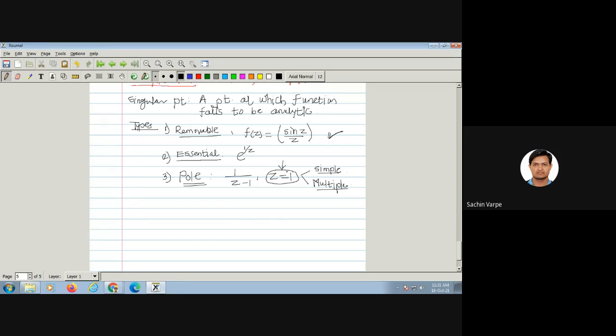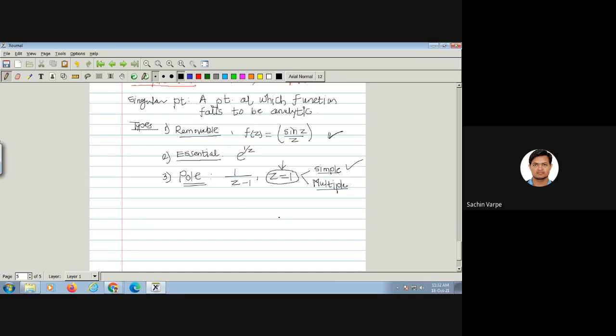Very good. Greater than 1. Are you sure? Z equal to 1 is the only factor in the denominator. If it is repeated, then the power or order will be greater than 1. So here z equal to 1 is the only factor. That is why the order of that factor is 1, and therefore it is a simple pole.